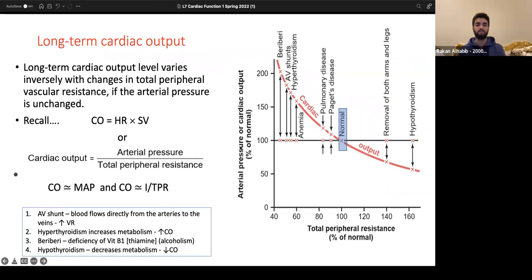Next slide. Okay, so here he just gives you an equation, which is the cardiac output equals the mean arterial pressure over the total peripheral resistance, which is also the systemic vascular resistance. It's the same thing, okay? And you could also put it in another way.